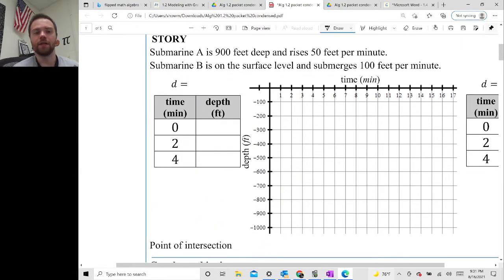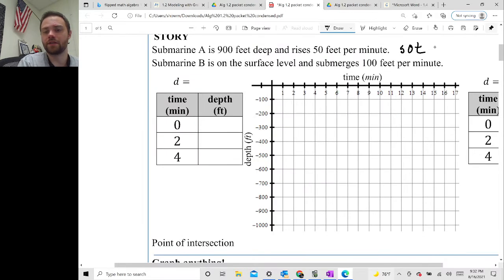A submarine A is 900 feet deep and rises at 50 feet per minute. Okay? So that is 50x, or 50t. So let's do variables. Every minute, I'm going to add 50, minus 900. So if you take a look, this is D.